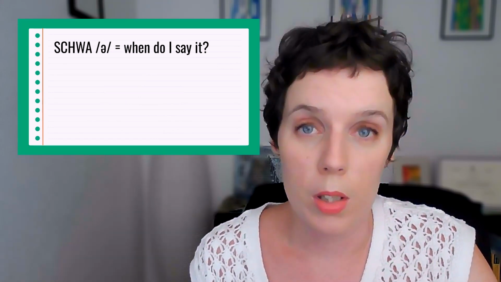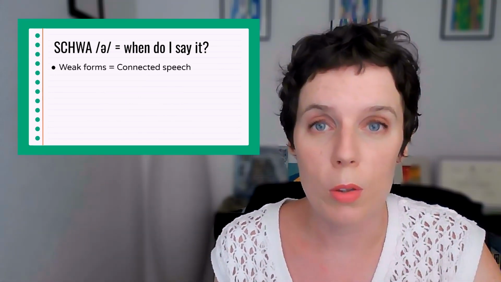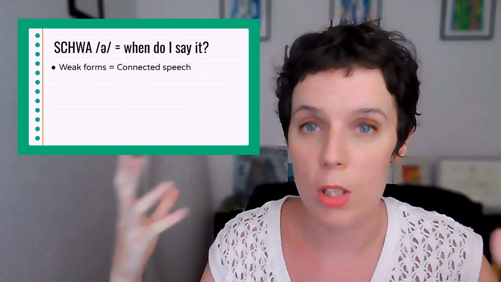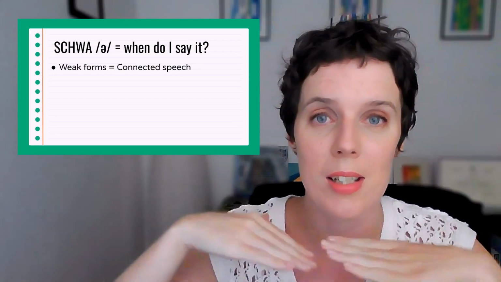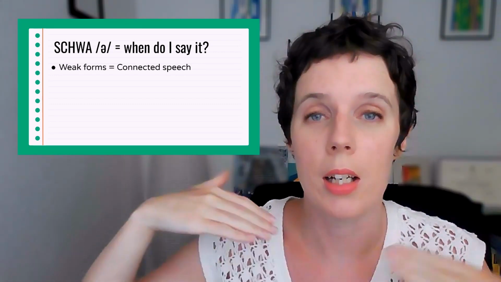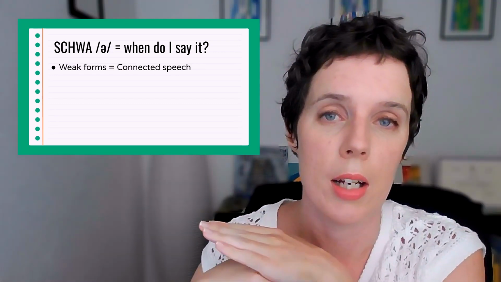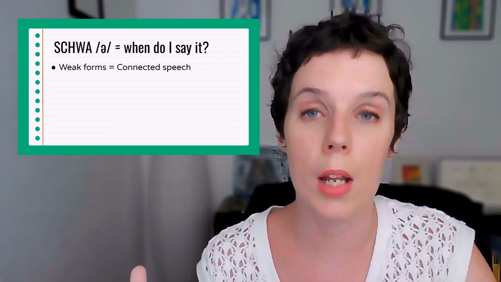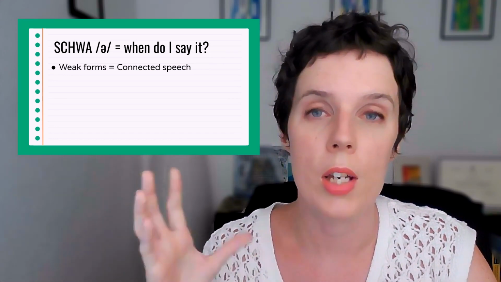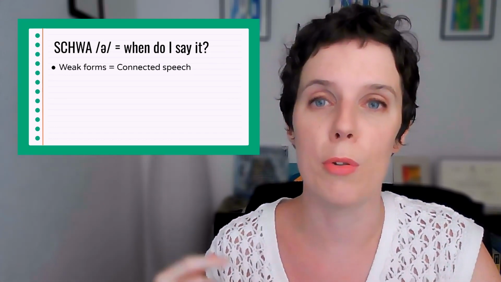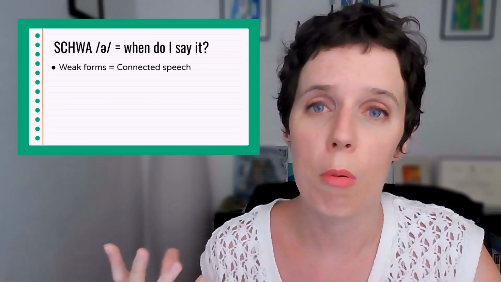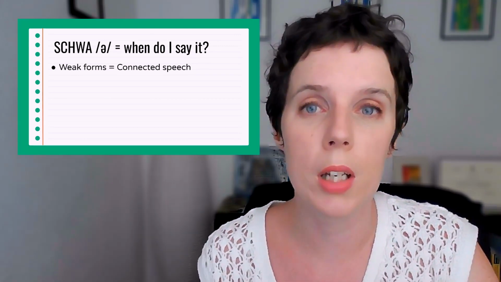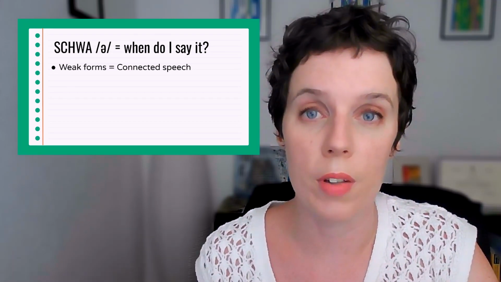Alright, and the final way that we use the schwa is in weak forms, which is in connected speech. Okay, so in native speech, when people are talking to each other, we tend to just mush everything together and try to connect words together as easy as possible to speak as quickly as possible. So in connected speech, this happens a lot, especially with weak forms. Again, when you're not stressing something, when the word in that sentence is not important, it becomes weak, and often we use a schwa for the vowel sounds.